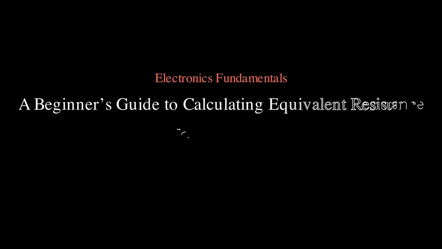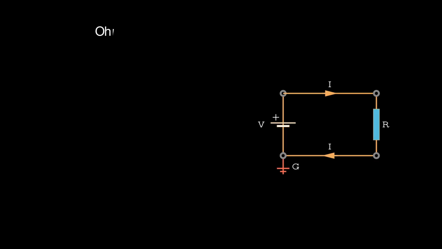Welcome back. In this video, we're going to learn how to find the equivalent resistor in a complex circuit of resistors. Whether the resistors are connected in series, parallel, or a combination of both, we'll walk through different configurations step by step, breaking down the resistors into simpler forms, so that we can calculate the overall equivalent resistance. But before we dive into that, let's first get a clear understanding of Ohm's law.